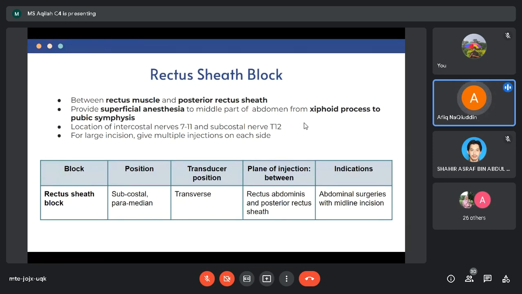It covers the intercostal nerves from T7 to T11, and the subcostal nerve at the level of T12. If the surgery involves a long incision, we can give multiple injections on this side. The position can be subcostal or paramedian, and we put the transducer in the transverse position. Like I said before, the plane of injection is between the rectus abdominis muscle and the posterior rectus sheath. The indication is typically abdominal surgery with a midline incision because it's located in the middle. Okay, next.